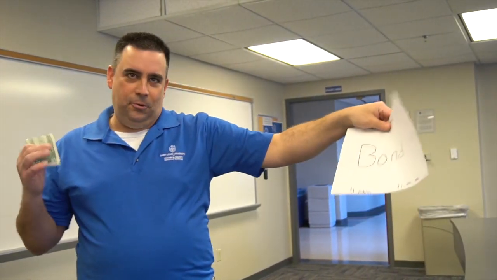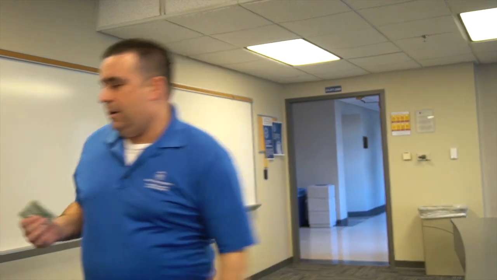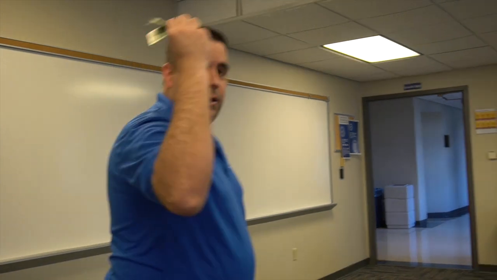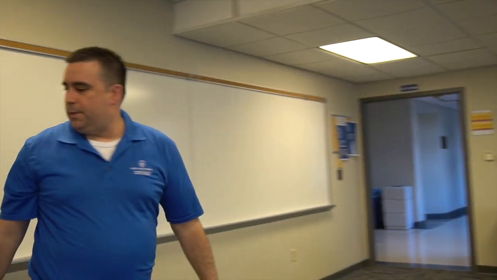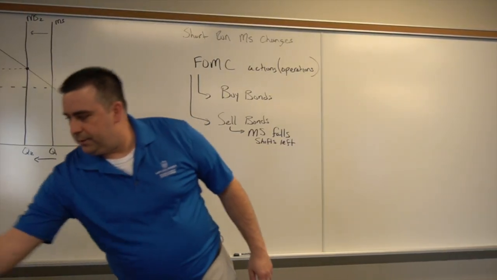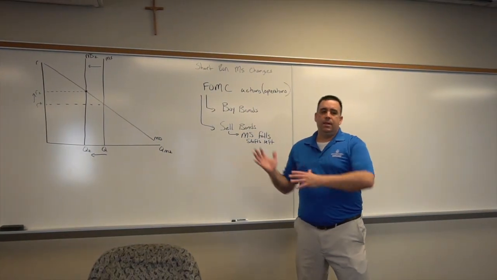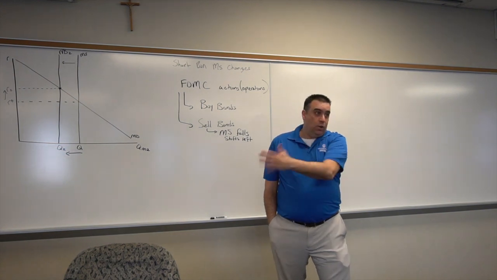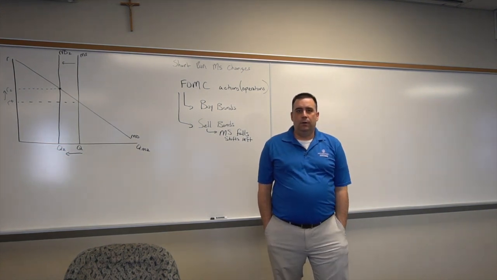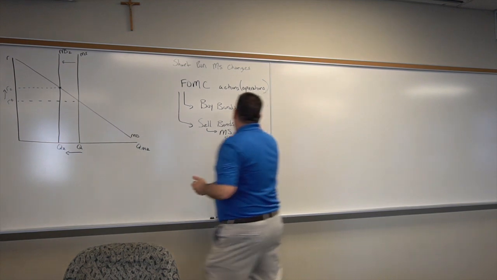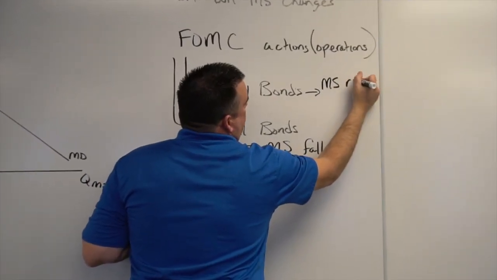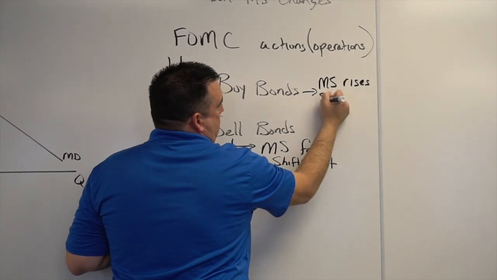Again, this is so much better with people in the room. I don't have to play both roles. I've got this bond. And then I'll come over as the Federal Reserve and be like, oh, perfect. I'll buy that from you. Here's some money. There goes the bond. We'll store that in our vault. And what happened? Immediately, money put into society. Again, that was rapid. That person can go spend that cash right now. So whenever the Federal Reserve buys bonds, money supply rises, or again, shifts right.